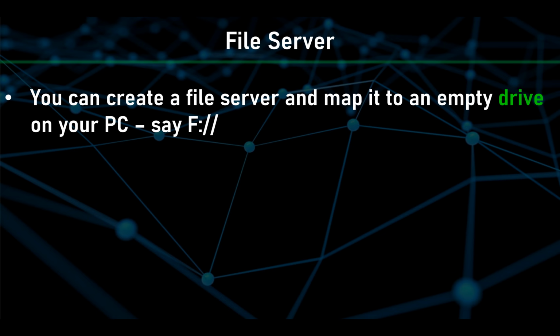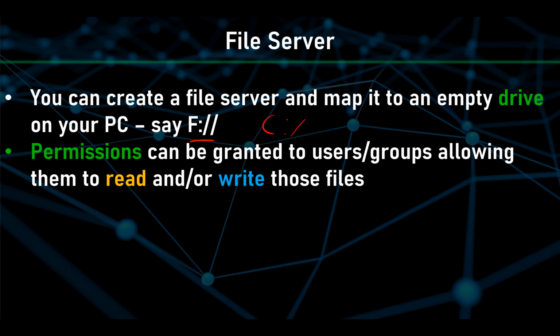So if we look at all of these briefly, with a file server, we can create a file server and map it to an empty drive on your PC or on your device. For example, the F drive, because if we're using Windows, C is usually the default, D is usually going to be the second drive, and then F is kind of an empty one.